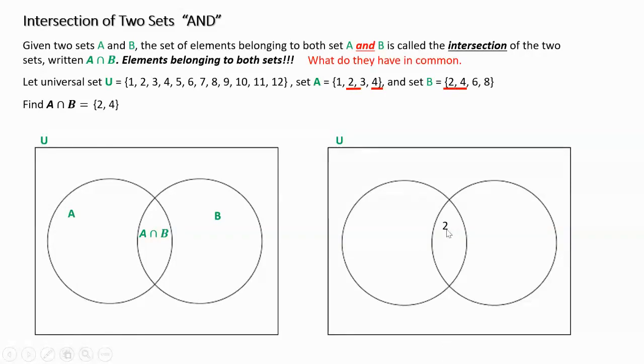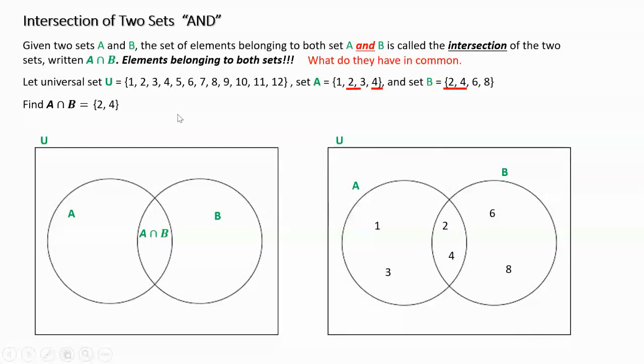So set A, right, what they have in common will be the 2 and the 4, which has to go inside here. And then after that, set A is going to contain the 1 and the 3, which has to go right here. You see set A contains 1, 2, 3, and 4. Now set B contains, right, we have the 2 and the 4 there already in set B, so 6 and 8 have to go inside the circle, but not where they intersect, 6 and 8.